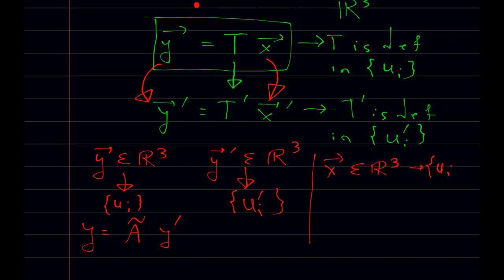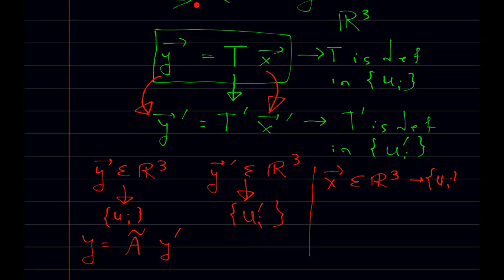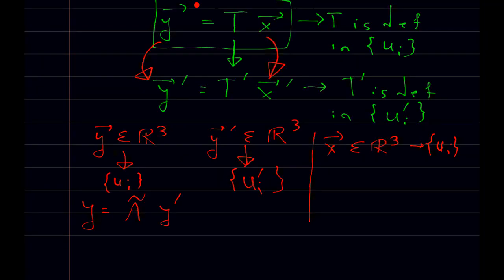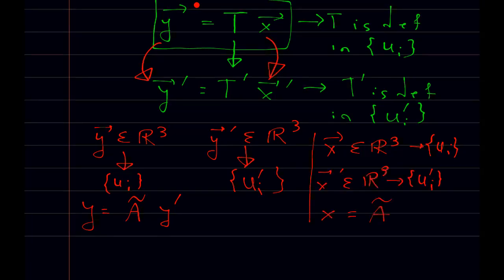That means I can write x is equal to A tilde x prime. Okay, this is clear. That means I can write y prime is A tilde inverse y. I can write x prime as A tilde inverse x. Okay, so this is a small notation. But what is the main idea?